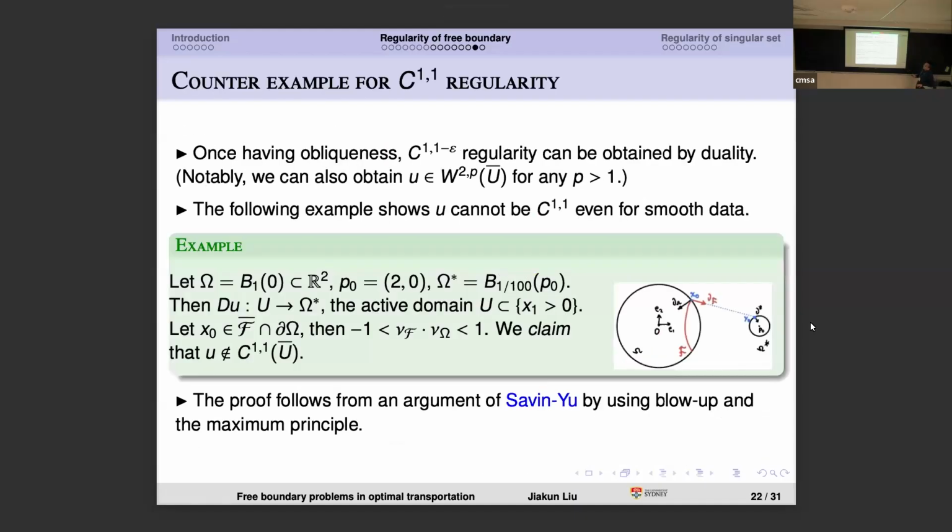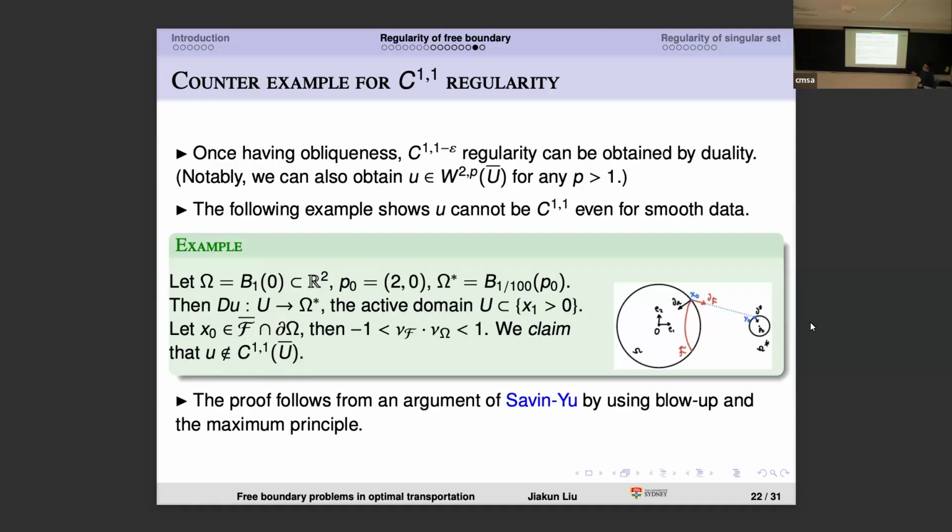All right, now I want to show you a counterexample because we proved almost C^{1,1}. Almost C^{1,1} means the free boundary up to the intersection with a fixed boundary is C^{1,1-epsilon} for arbitrary epsilon, but it never achieves C^{1,1}. So this counterexample was due to Savin and Yu, by using the blow up and the maximum principle. So the example goes like this.